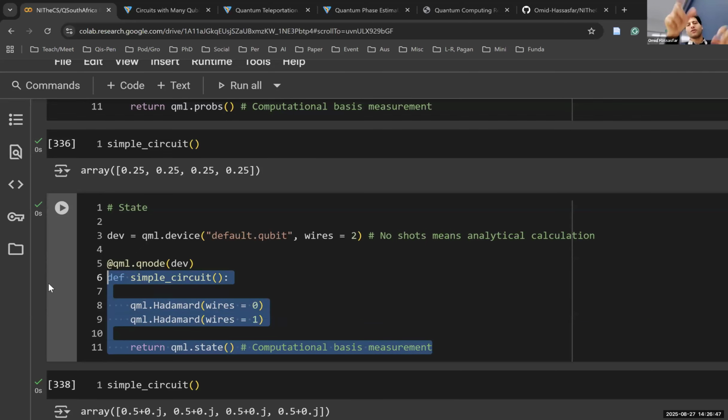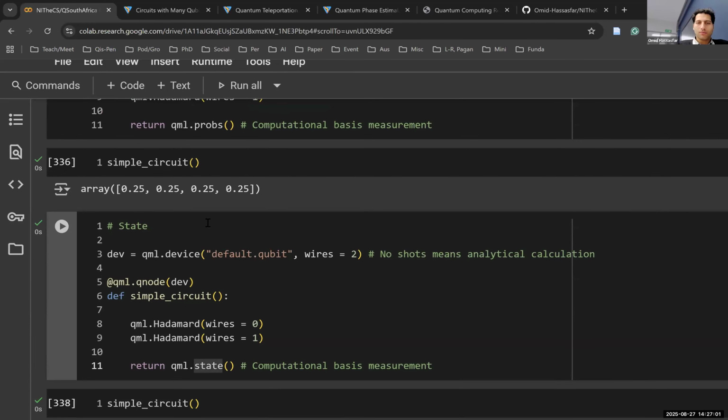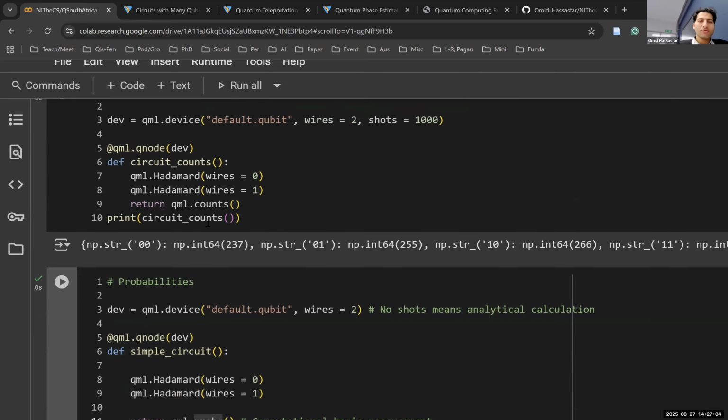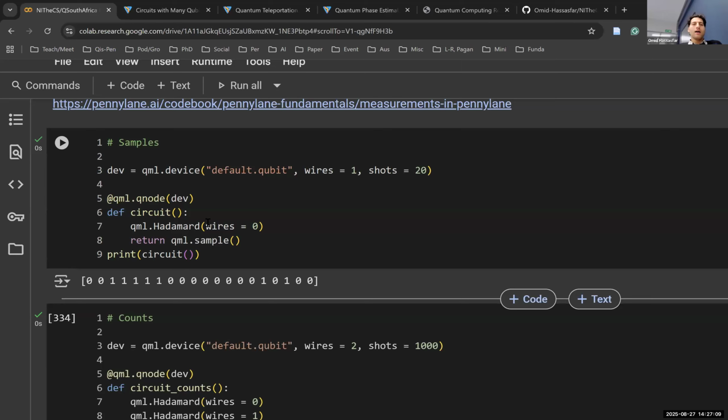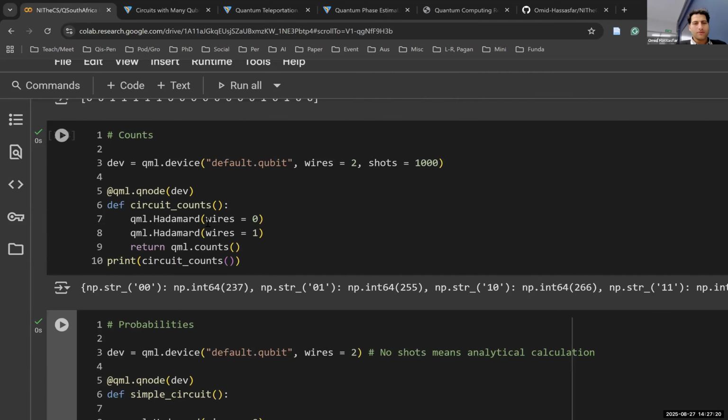You can define your function name, then apply some other function, and then return something. This something can be your state, the probability, the count, could be anything, or a sample. But sometimes we don't want to return anything. We just want to create a circuit, keep it as a sub-circuit, and then use it later. Okay, how can you do that?